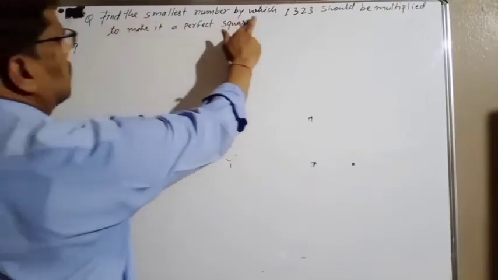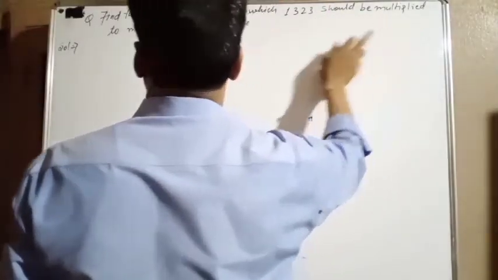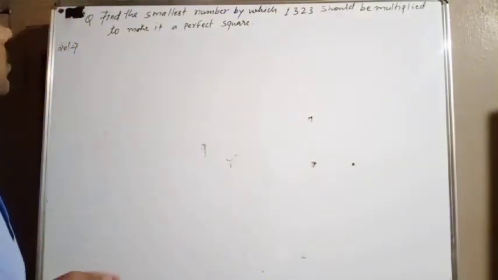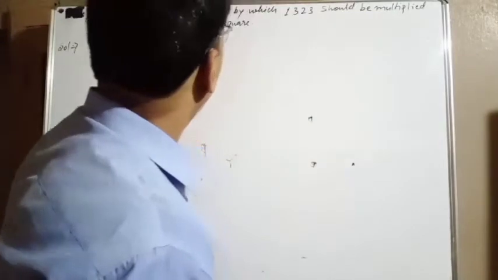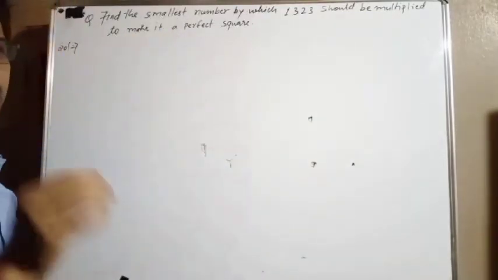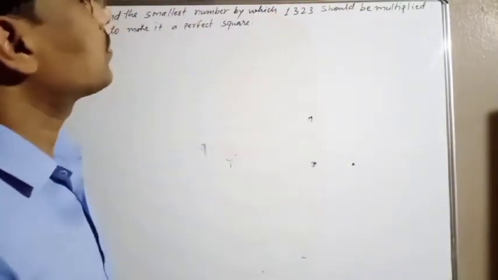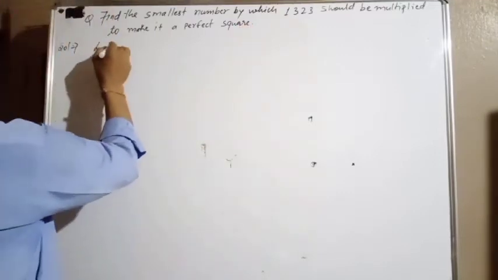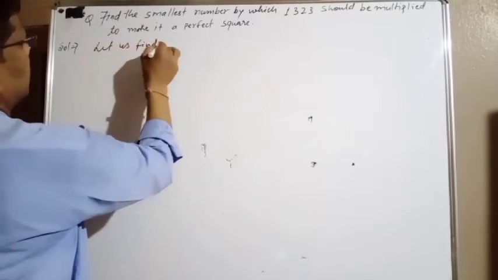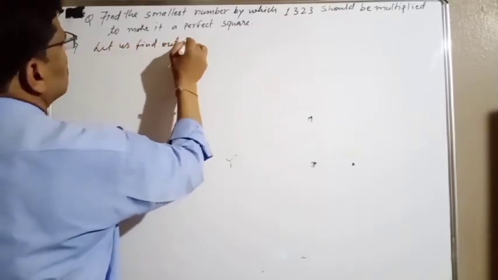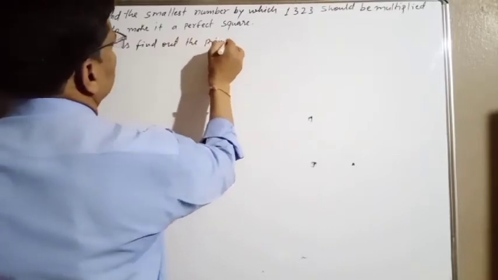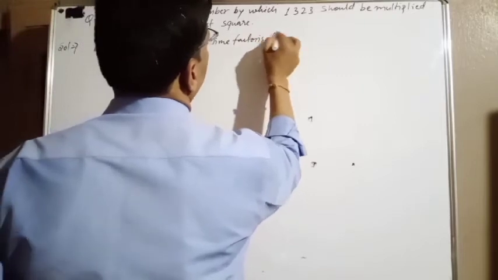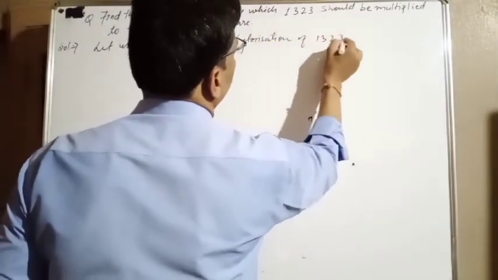Find the smallest number by which 1323 should be multiplied to make it a perfect square number. If you want to know such a number by which 1323 should be multiplied to make it a perfect square number, what is the first step? First, we have to find the prime factorization of 1323. So first, let us find the prime factorization of 1323.